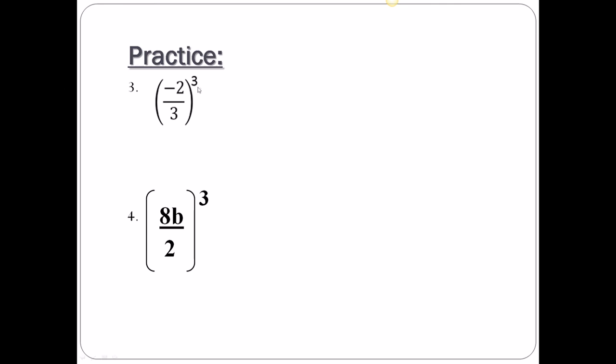Welcome back. Okay, we have negative 2 to the 3rd power, over 3 to the 3rd power. Everybody's getting a 3rd power. And what is negative 2 to the 3rd power? Negative 8. And 3 to the 3rd power is 27. Can we reduce negative 8 over 27? Nope.